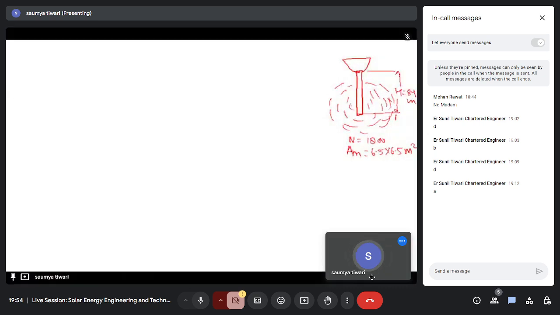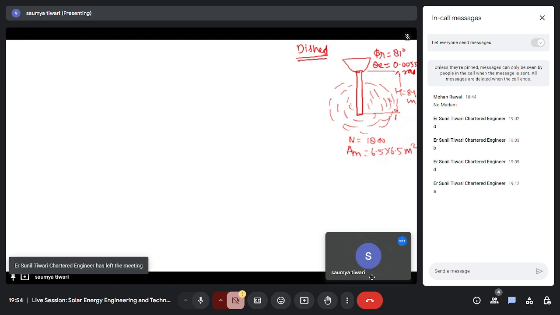The rim angle was given. Okay, rim angle was 81 degree and the error is given as 0.0055. This was given in radian. Okay, what else has been mentioned is that it's dished. That you need to pay attention to while reading the question.